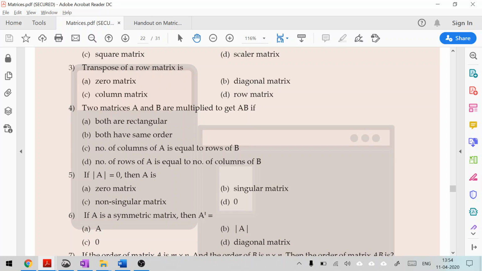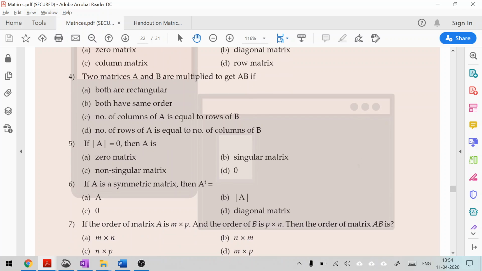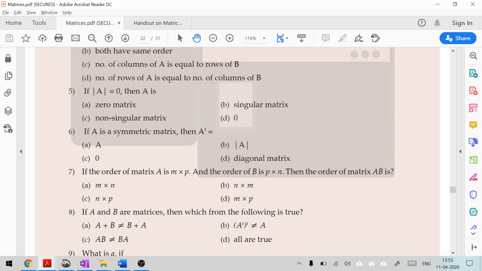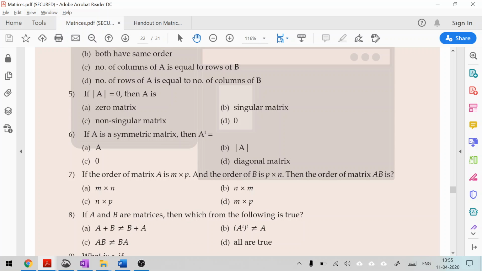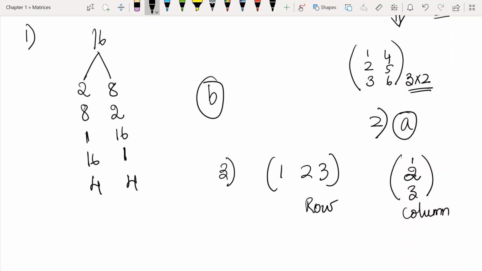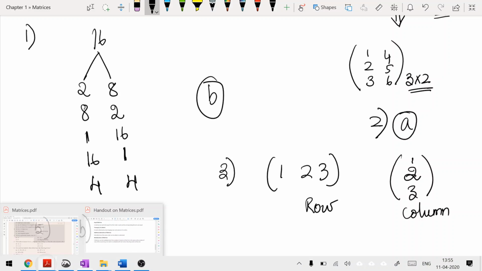Okay, so next, come to the next one. Fourth question we will leave for the time being. I'll come back to it because it talks about multiplication. Okay, so we'll come back to the fourth question. Now come to this fifth question. Fifth question says if determinant of A is equal to 0, then A is a singular matrix. Option B. I have taught you that in the handout.